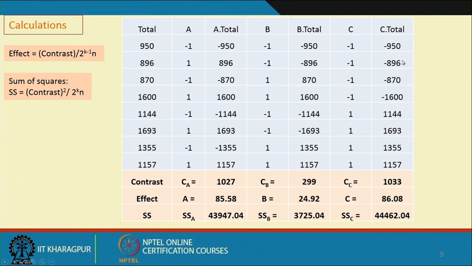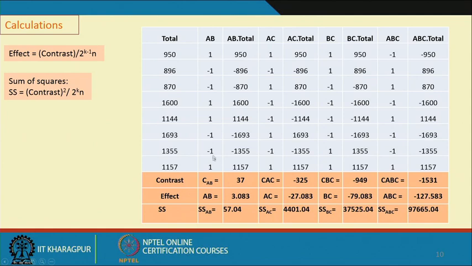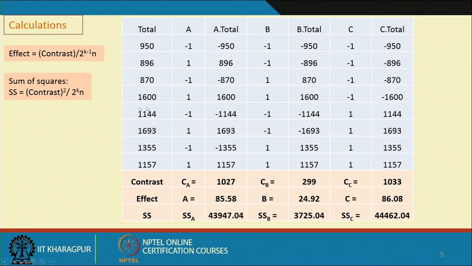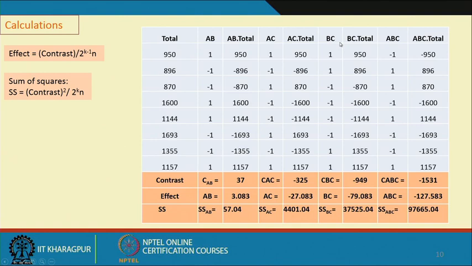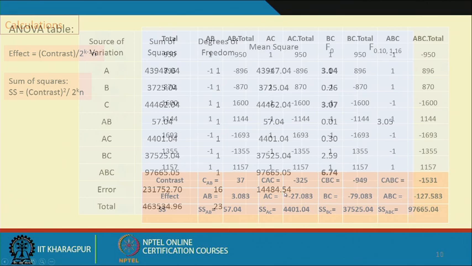In the same manner for AB, AC, BC, ABC. The ABC column in the design algebraic matrix is this, then the totals are like this. Multiplying the two, you get this, and the contrast will be the sum of this. You get the contrast everywhere, you get the effect, you get the SS. So I have shown you how, using contrast, you can find all the effects and all the SS for the main effects, 2-way interactions, and 3-way interactions. Once you have all those calculations, you compute the ANOVA table.